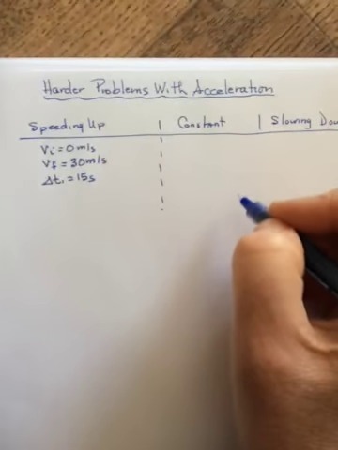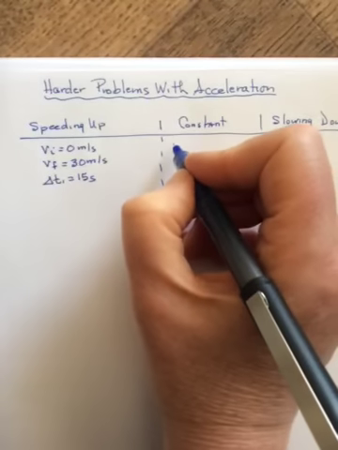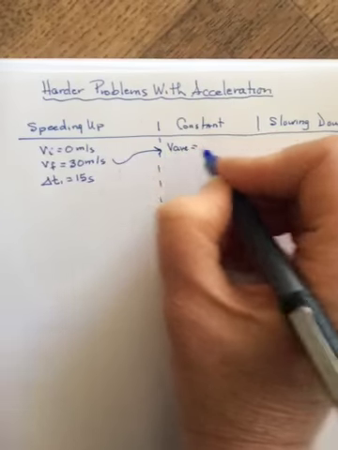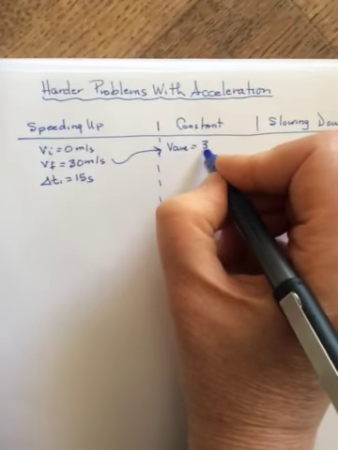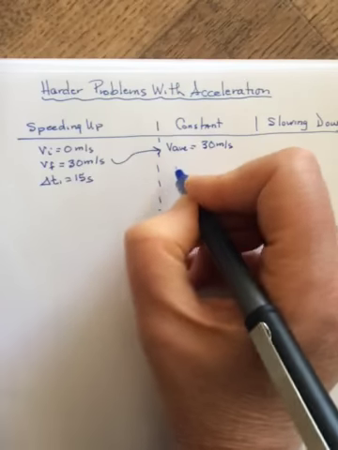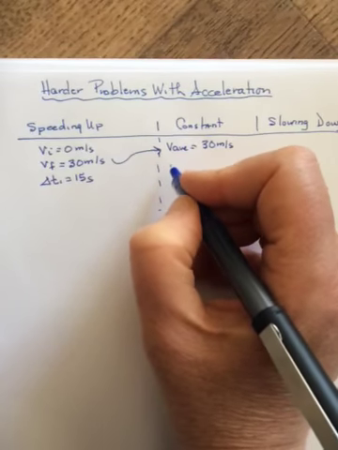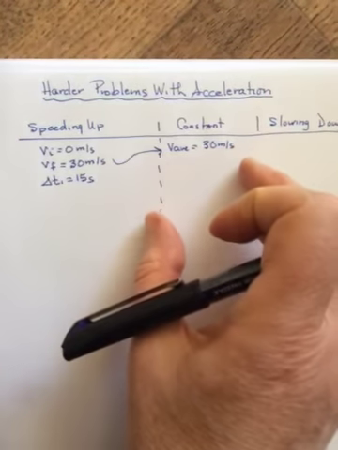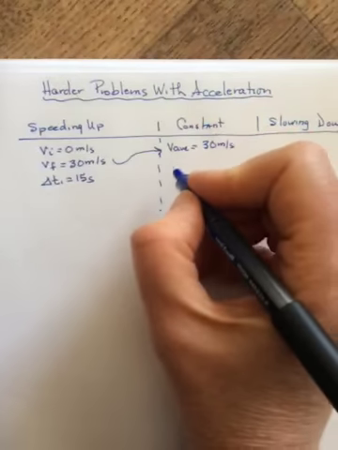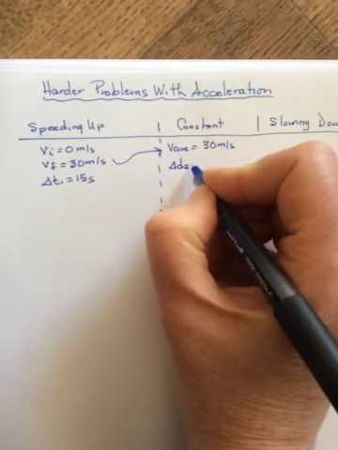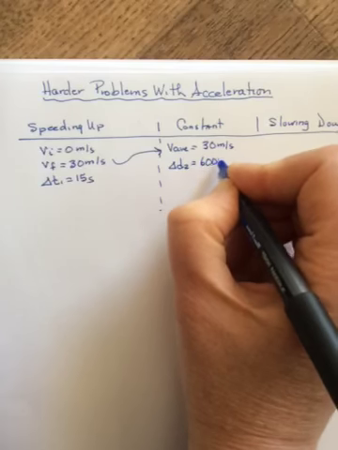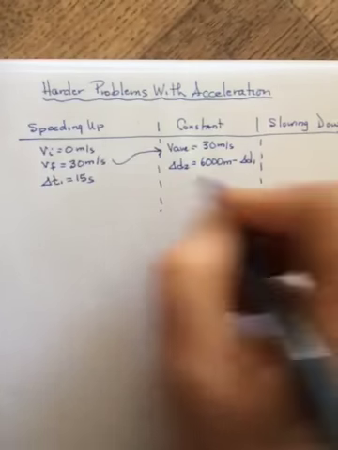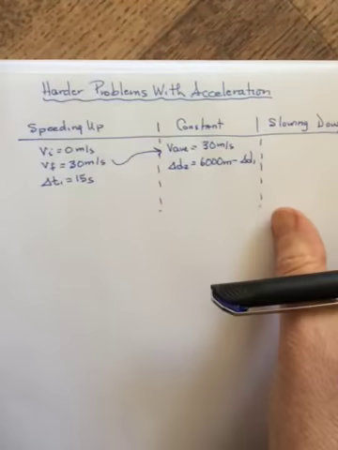It continues at this speed. Okay, so we're into the constant section. Continues at what speed? So it's going to be a VAV, and the speed it continues at is the VF from the first section. So VAV will be 30 meters per second until it has gone a distance of 6,000 meters from its starting point. So the second part isn't 6,000 meters, it's the whole thing. So delta D2 will have to be equal to 6,000 meters minus delta D1, because it's the first part plus the second part that's 6,000 meters.